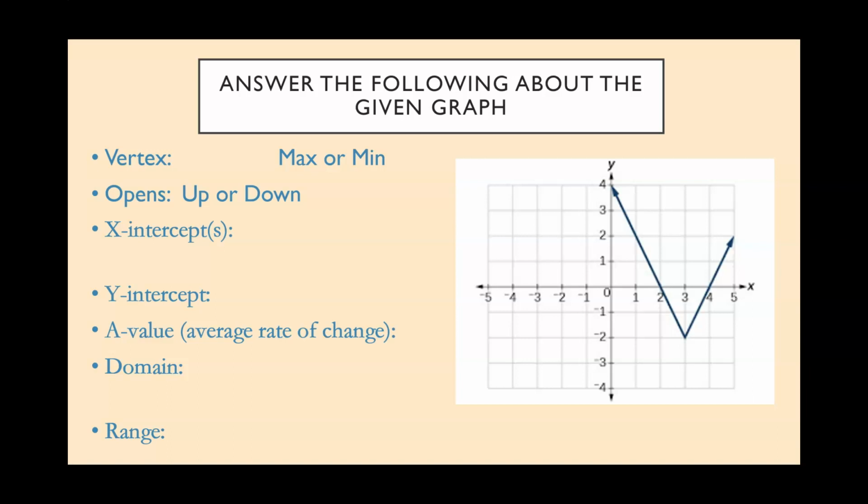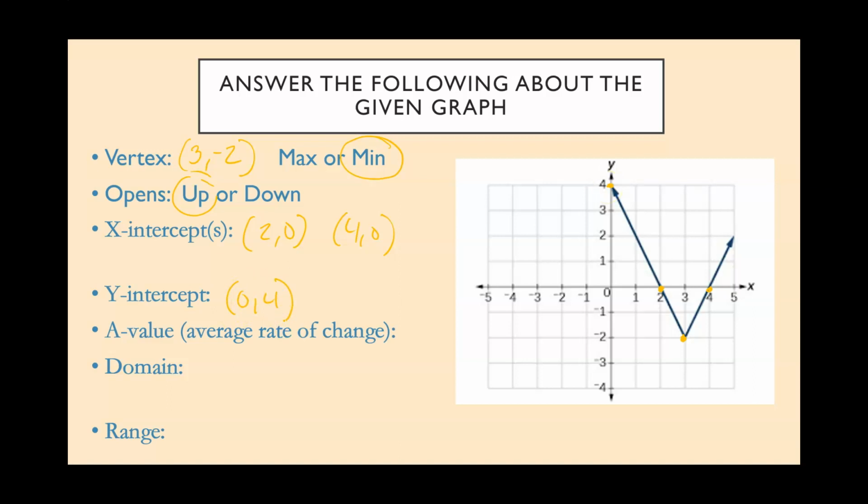All right, I hope you paused the video and gave this a shot. Now let's check our answers. Vertex, it's that point right here, so that's going to be 3, -2. Max or a min, is it a mountain or is it a valley? This is a valley, so it's going to be a min. Does it open up or down? It opens up. X-intercepts, where does it cross the x-axis? Here and here, which is going to be 2, 0 and 4, 0. Y-intercept, where does it touch the y-axis? Right here at 4, which is going to be 0, 4.